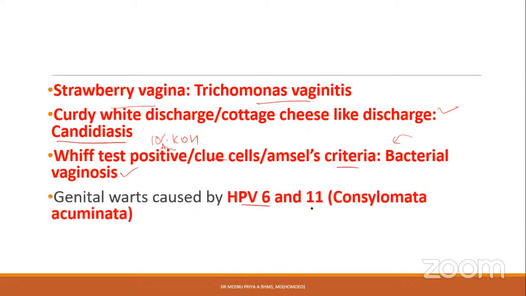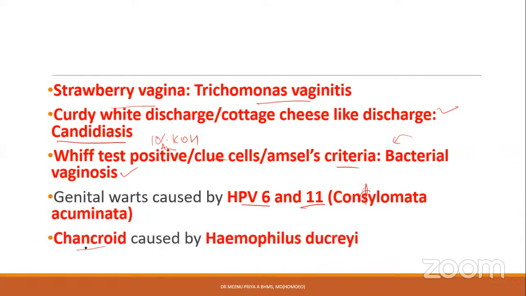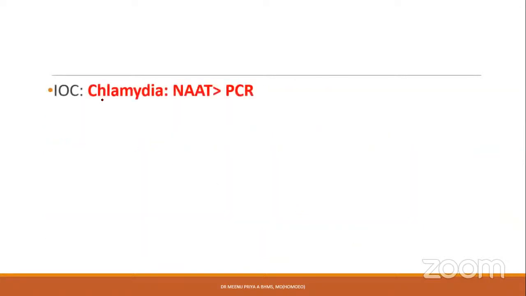Genital warts, again HPV 6 and 11, and that is condylomata acuminata. Chancroid, we haven't discussed much in detail about this condition, but just remember chancre is syphilis, chancroid is Haemophilus ducreyi. Remember the organism, important. Next, investigation of choice for chlamydia is NAAT, which is better than PCR.